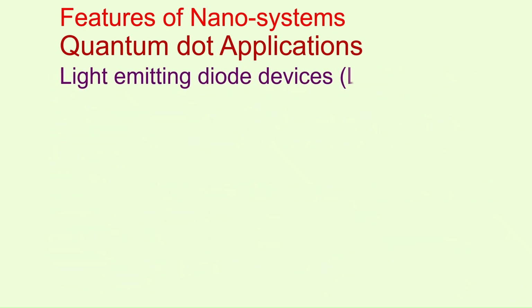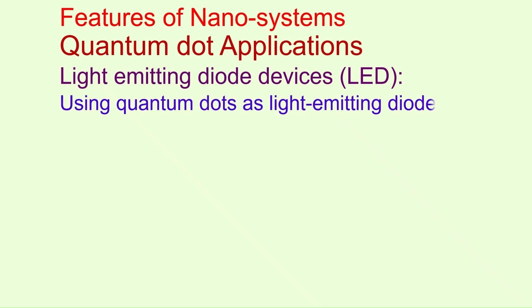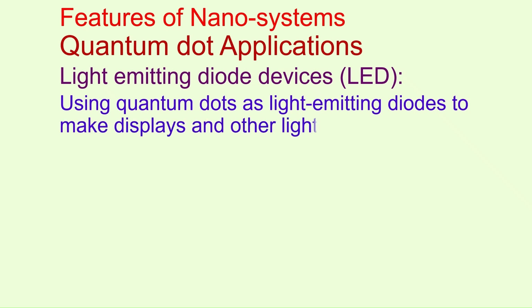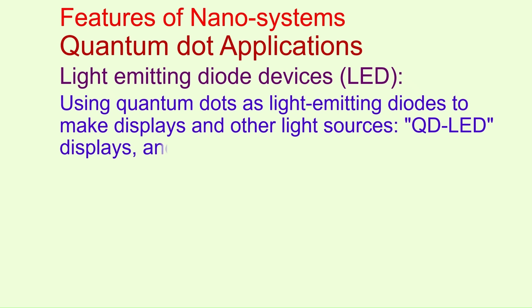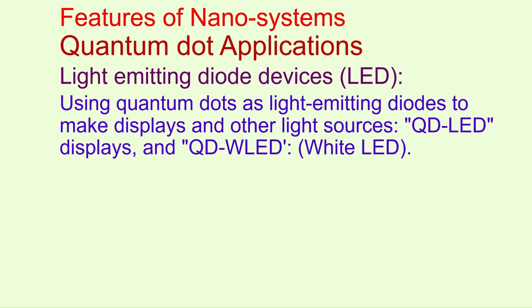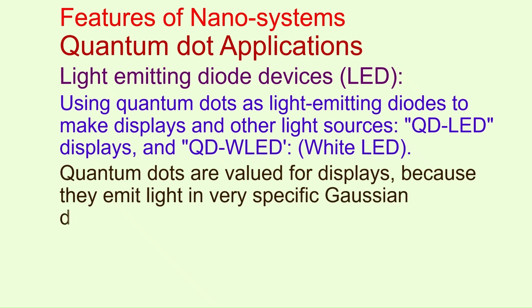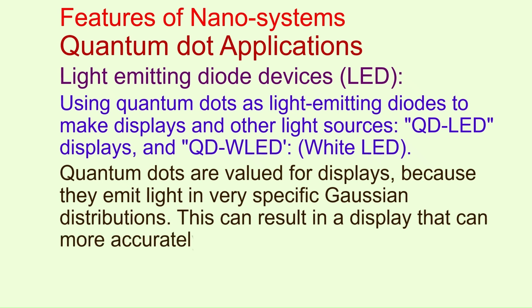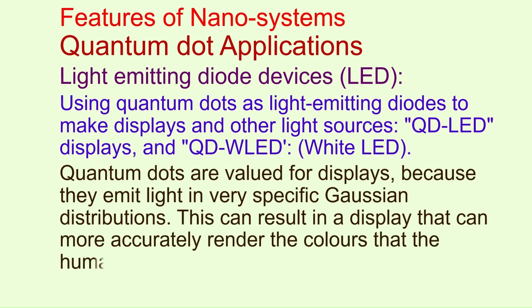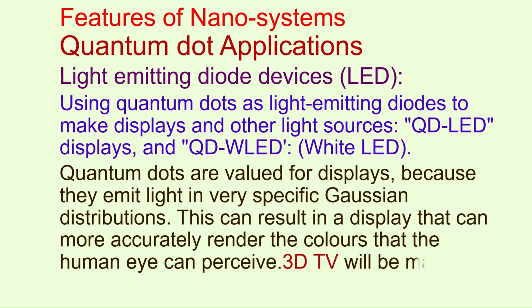Light-emitting diode devices, LED, using quantum dots as light-emitting diodes to make displays and other light sources. QD-LED displays and QDW-LED, white LED. Quantum dots are valued for displays because they emit light in very specific Gaussian distributions. This can result in a display that can more accurately render the colors that the human eye can perceive. 3D TV will be made using QD-LED.